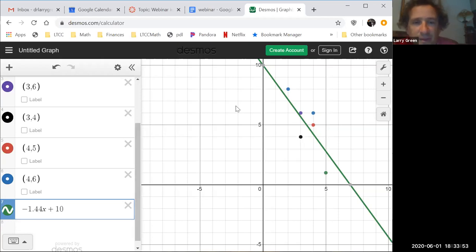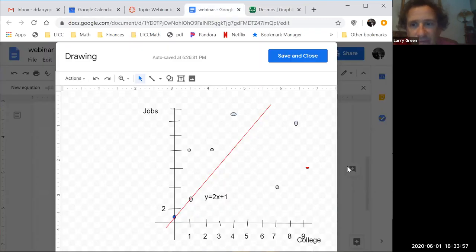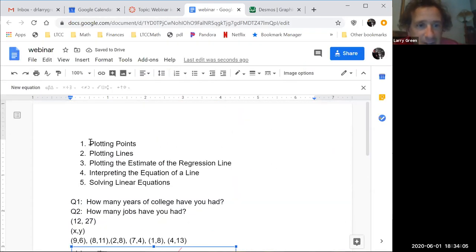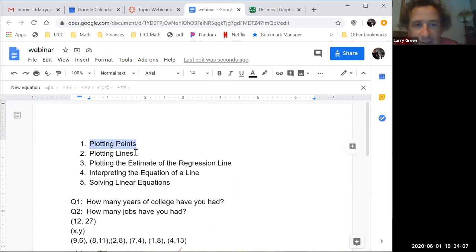Okay, so now let's go back and talk about what we've done. So we now understand how to plot points. We understand how to plot lines. And we understand maybe how to plot the estimate of the regression line. Okay? Any questions on that?